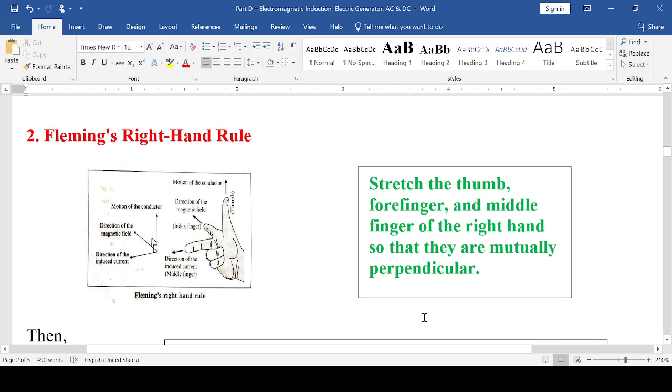Next comes your Fleming's right hand rule. Check the image. What you need to do here, first students, take out your right hand, stretch the thumb, forefinger and middle finger, and place all these three fingers mutually perpendicular to each other. The thumb will represent the motion of the conductor. The index finger is going to represent the direction of the magnetic field, and middle finger is going to represent the direction of induced current. So this is a way we can know the direction of induced current, direction of magnetic field and the motion of the conductor by using Fleming's right hand rule.